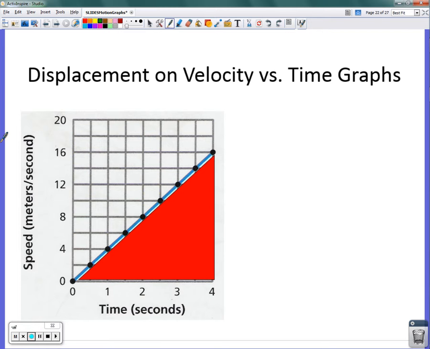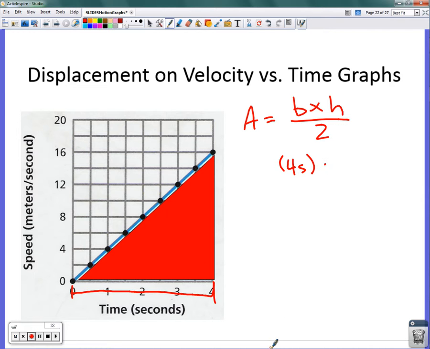That's the red triangle that I have highlighted here. And I can calculate the area of this red triangle. Hopefully you remember that we calculate the area of a triangle as base times height, divided by 2, or 1/2 base times height, however you want to say it. So here's the base of this triangle, and it's 4. But on this graph in particular, it's 4 seconds. So I'm going to plug that in here, okay? Times the height.